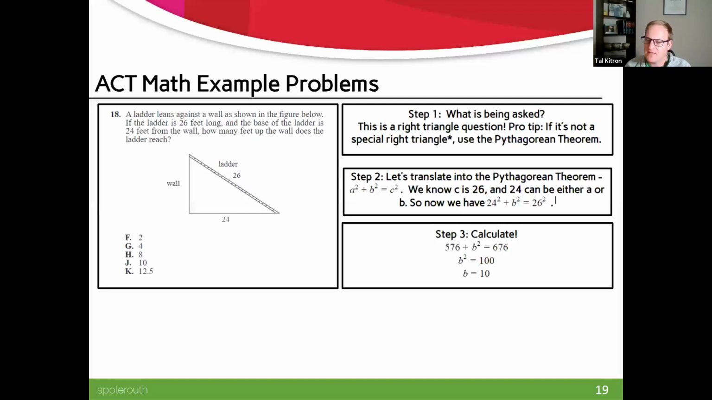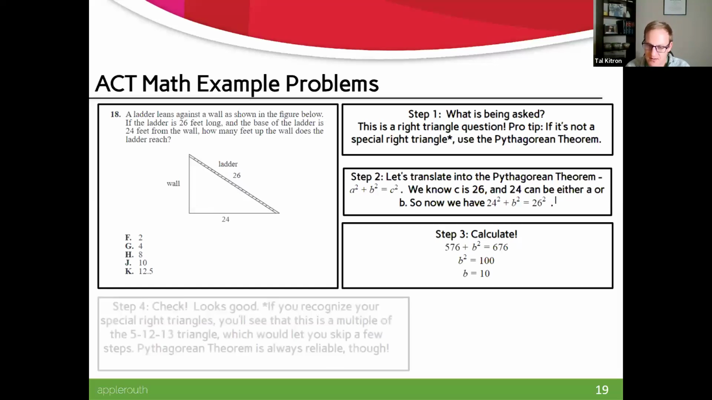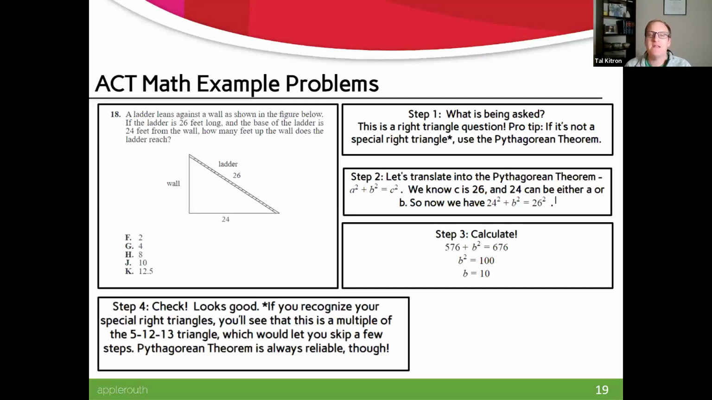We'll end up with 576 plus b squared is 676. You subtract on both sides to get b squared is 100, which means b is 10. And again, this is a special right triangle, a 5, 12, 13 multiple, but I feel like Pythagoras takes maybe 15 extra seconds and lets us memorize one fewer thing. So if that's at all challenging to keep in your brain, don't worry about it and just do this with the Pythagorean theorem.